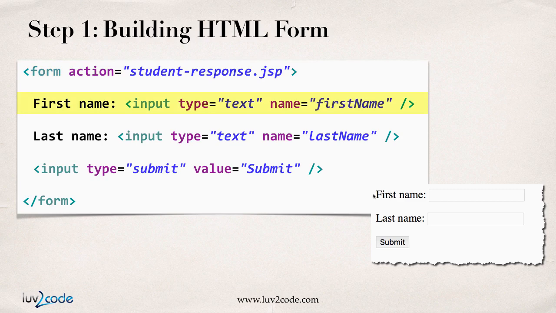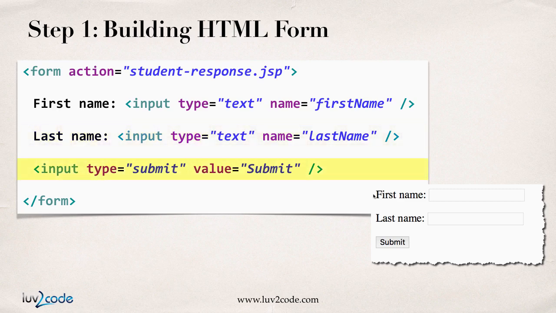Next, we set up our text fields for first name and last name. For the text field, we have input type equals text. We give name equals firstName. And that name is very important. We'll need that name on the server side. We do a similar thing here for last name: input type equals text, name equals lastName.